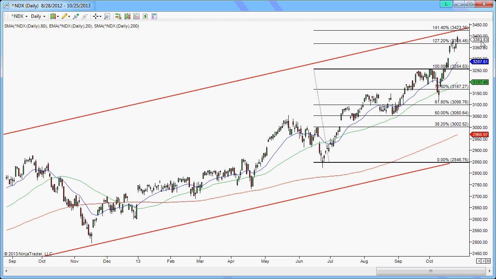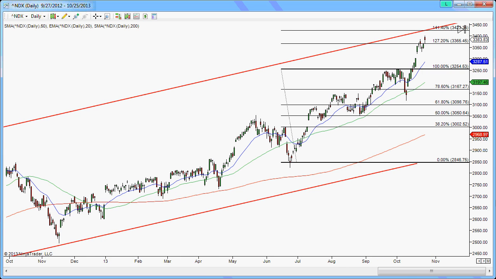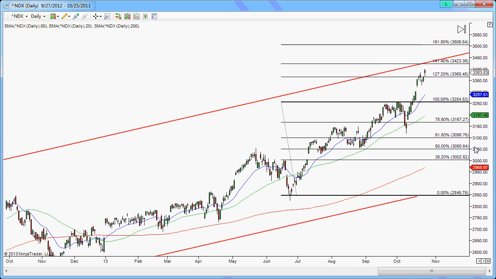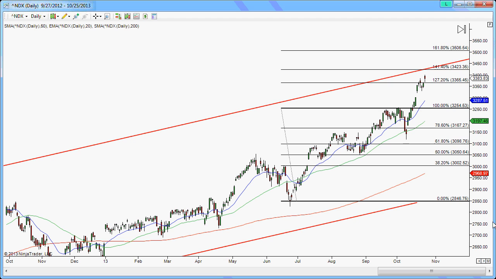But if we take a look at the daily, and if we draw this Fibonacci retracement from the low, we could see some of the possible levels that it might be targeting. Right here, basically looking at this retracement, right now it seems to be hitting this 127. So the next target level would be somewhere around this 141 extension, which is somewhere around the 34.23.